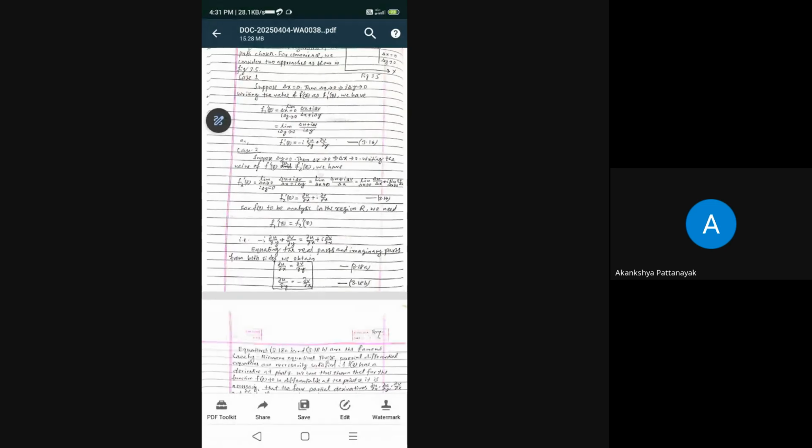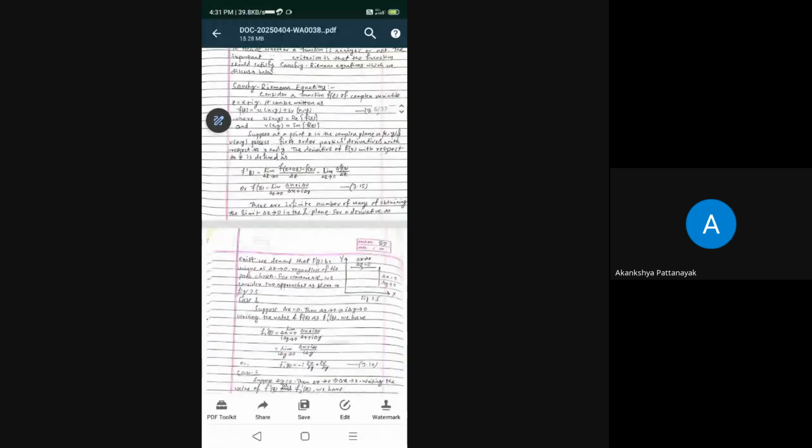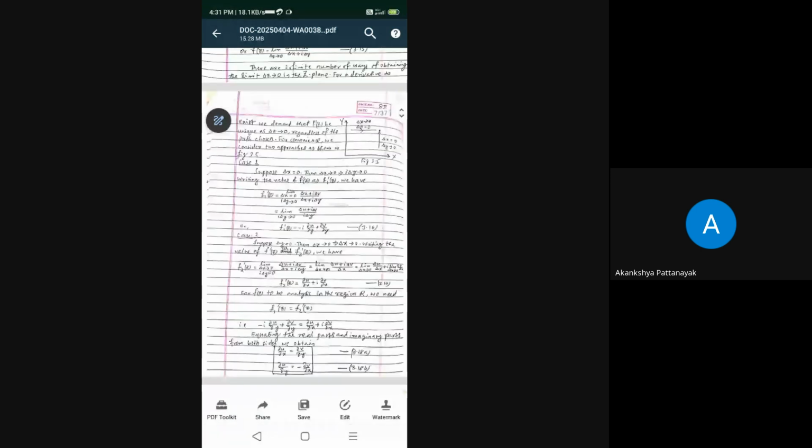Which is nothing but the Cauchy-Riemann condition. So in the Cauchy-Riemann condition, what we see is that if a function f(z) is represented as u plus iv, where u and v are functions of x and y, then del u by del x is equal to del v by del y, and del u by del y is equal to minus del v by del x.